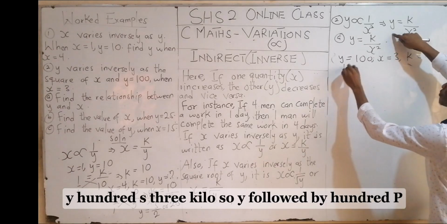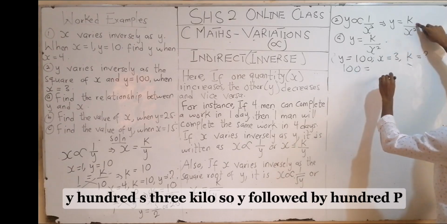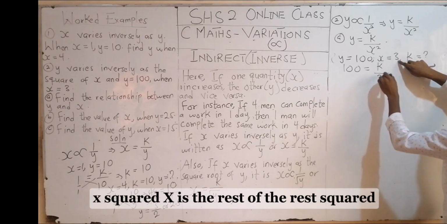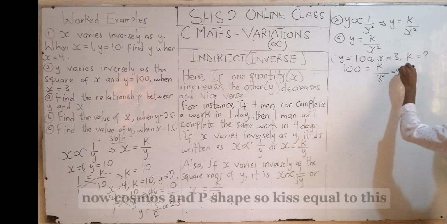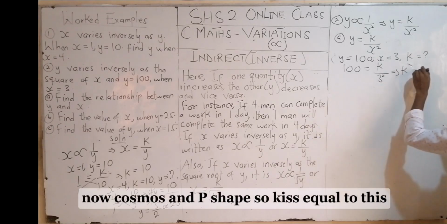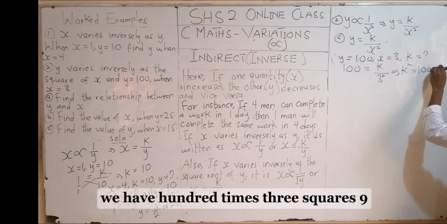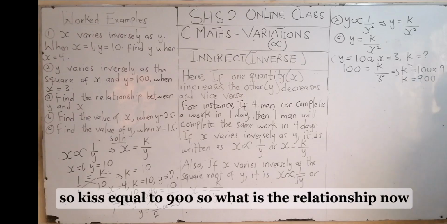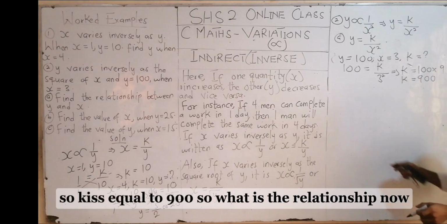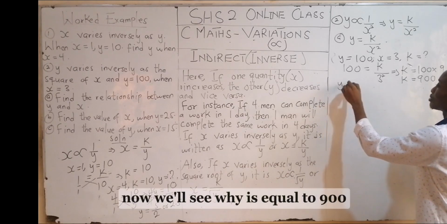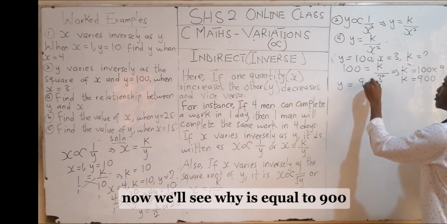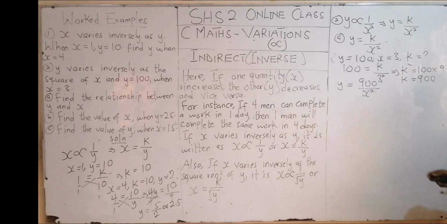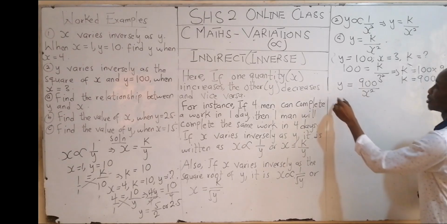So y is 100, k which we don't know, over x squared, x is 3, so 3 squared. Now, cross multiplication. So k is equal to this, we have 100 times 3 squared is 9, so k is equal to 900. So, what is the relationship now? Now we'll see y is equal to 900 over x squared. Since we know the value of the k, we'll leave it here as a relationship.